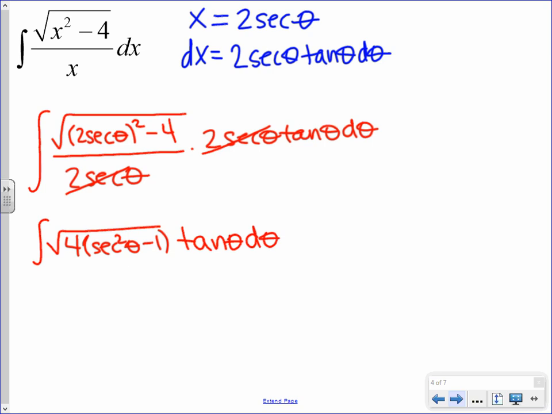Okay. So now secant squared minus 1 is tangent squared. So the square root of 4 tangent squared is just 2 tangent. And when you multiply by the other tangent, we get 2 tangent squared. Okay.